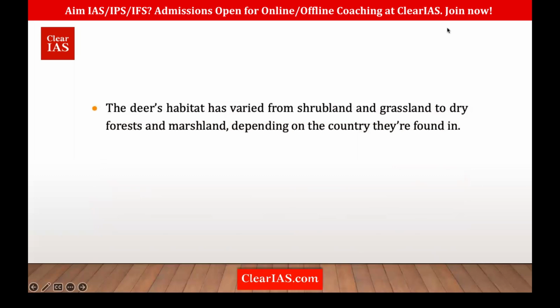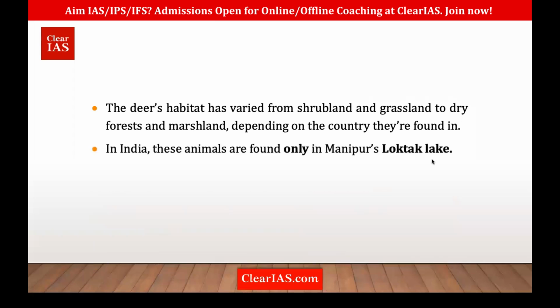Yes, so I've already spoken about the habitats. This habitat is mainly found in what? The shrubland and grassland, also in forest and marshlands. So this fumdi is actually marshland. Depending on the country, the habitat varies, but mainly grassland and marshlands.